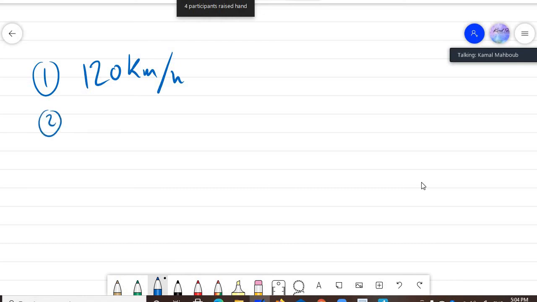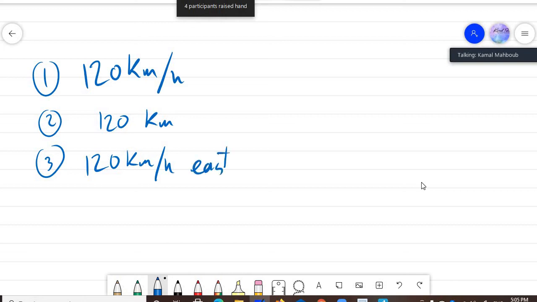After one hour, this car can reach 120 kilometers. And if we say that this car, 120 kilometers per hour, moves to the east, now this number one is called what? Number two is called what? Number three is called what?